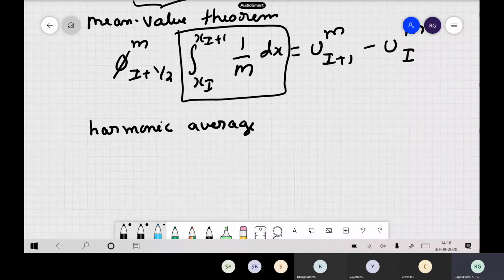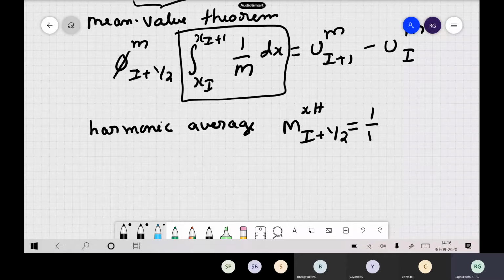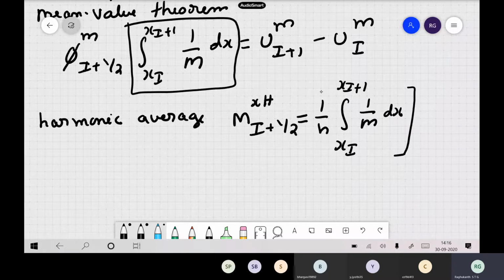So this is represented using some other notation, the harmonic average. So we define the (i plus 1 by 2) quantity as 1 by h, the integral of 1 by m dx, and of course the reciprocal of this. So this we call a harmonic average kind of a thing.